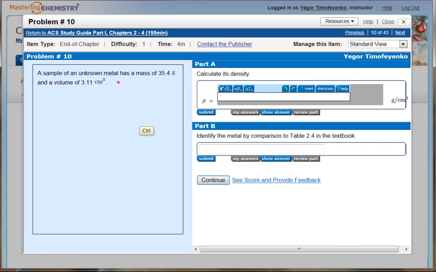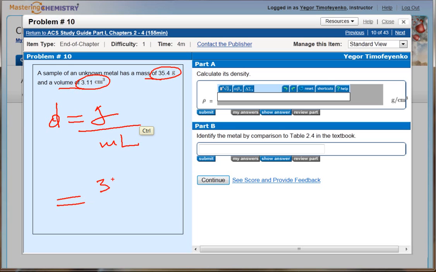The conditions of the problem say that a known metal has a mass of such and a volume of such. And we need to calculate the density. Well, we know that density is gram per mil. Centimeter cubed, cc, is a mil. And so the answer will be 35.4 divided by 3.11. And you have to calculate that out.